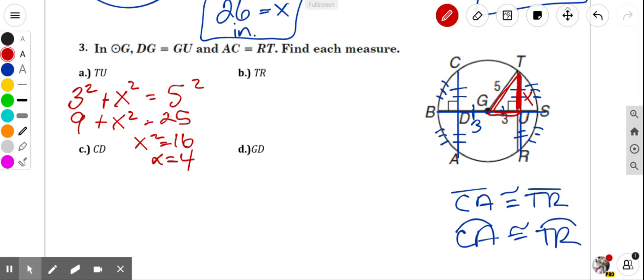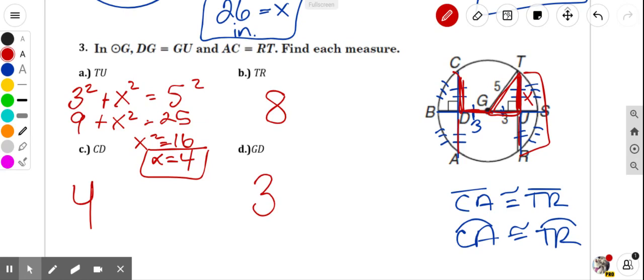Do we have a unit? No. Okay, so that means this is 4, this is 4, this is 4, this is 4. All those pieces are 4. So when they're asking for TR, those two together, 4 plus 4 would give us 8. CD is 4. That's another one of those little pieces. And GD we already determined was 3, because at the beginning they told us that those were equal.